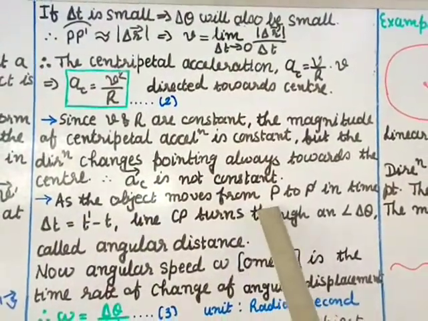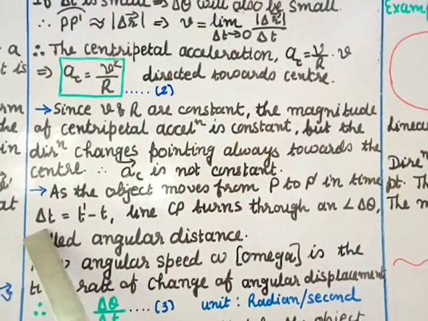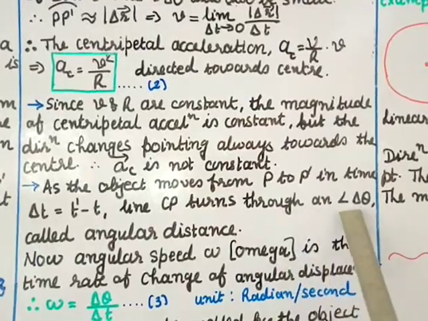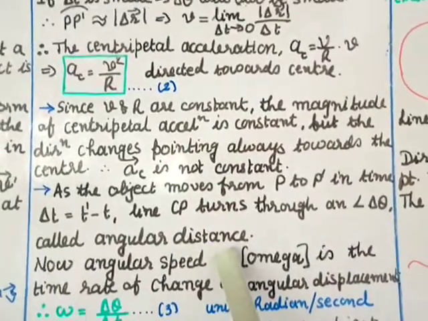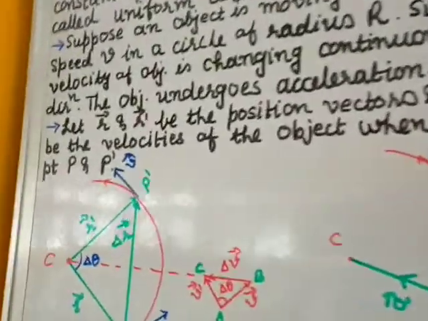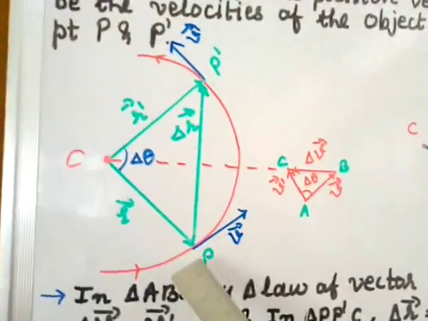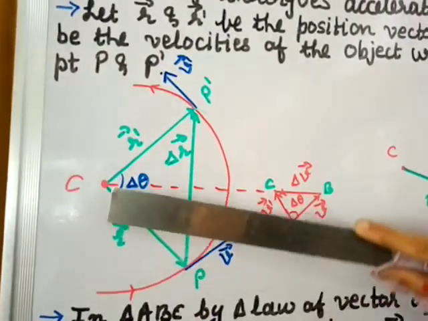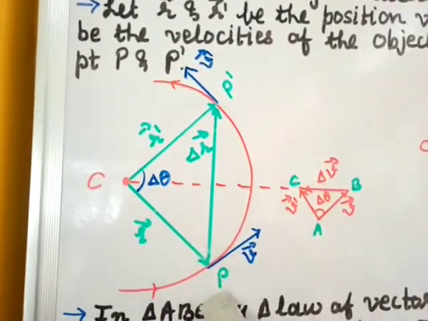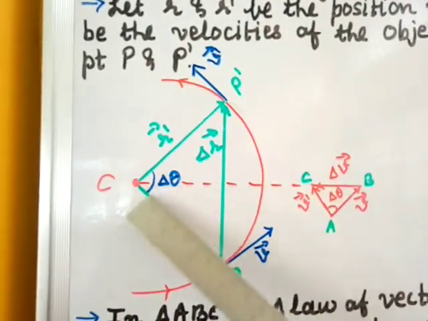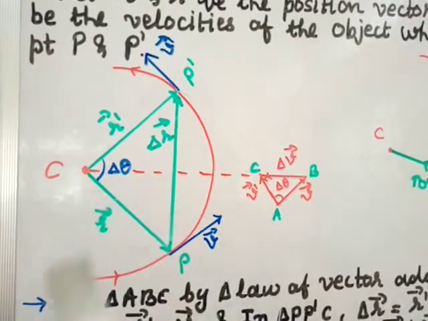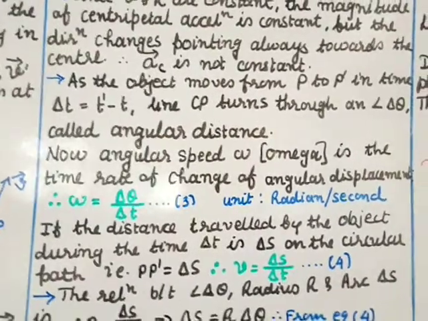As the object moves from P to P dash in time delta t, that is t dash minus t, line CP turns through an angle delta theta called angular distance. So as the object moves from P to P dash, this line CP is also moving, right? It moves to CP dash, so it has some angular displacement. This angular displacement delta theta we call angular distance. That is the definition of angular distance.